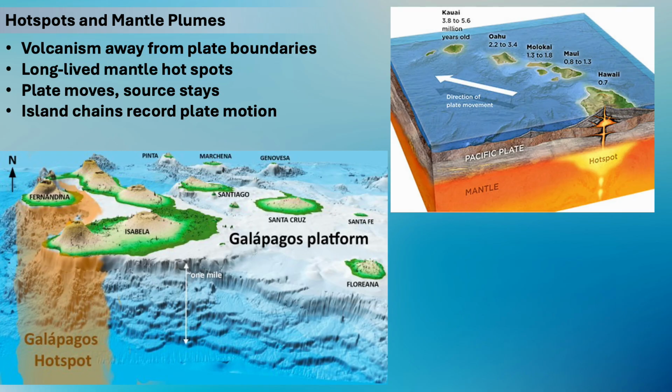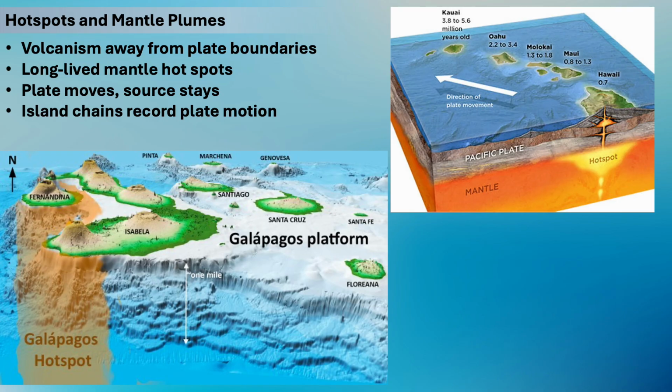As the plate continues to move, the volcano that formed above the hotspot is carried away from the melting source. Once it moves off the hotspot, magma supply decreases and volcanism shuts down. The island then begins to cool, erode, and slowly subside. Meanwhile, a new volcano begins to form directly above the hotspot, where melting is still occurring. The result of this process is a chain of volcanic islands and seamounts, arranged in a line that reflects the direction of the plate motion.